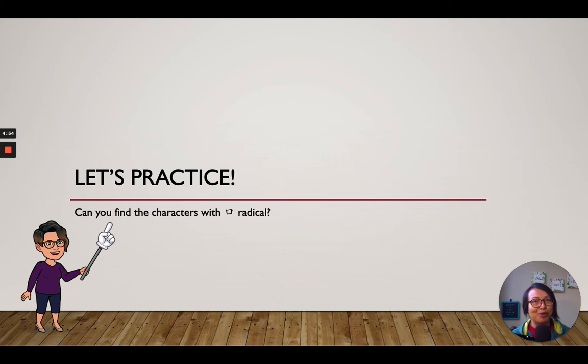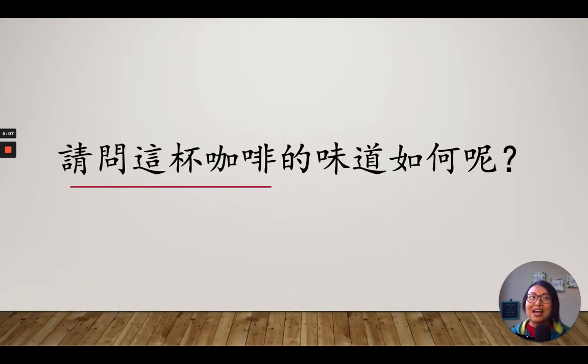is the practice part. I am going to show you some sentences, and let's see if you can tell me which of these Chinese characters have the 口 radical. I do have to remind you that even when you see the 口 in a Chinese word, it does not necessarily mean that the 口 is the radical, just like we talked about the other time. So let's take a look at this sentence.